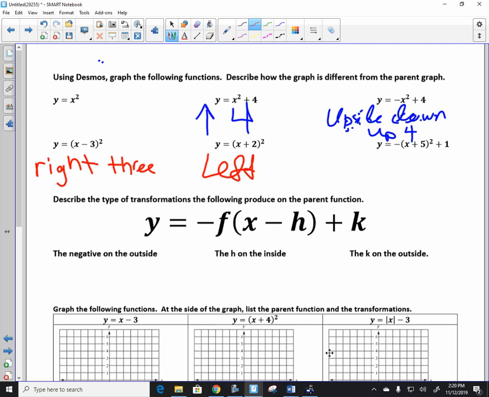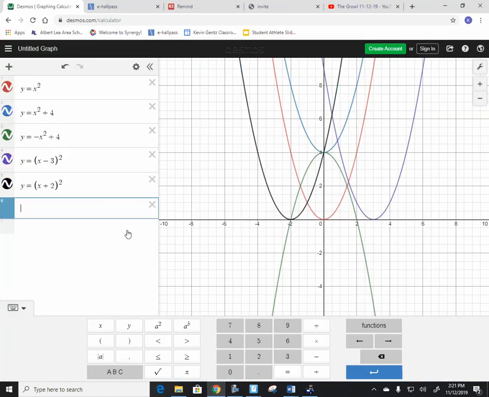And the last one, I have 3 transformations. I got the negative, I got the x plus 5 squared, I got the plus 1. It's time for you to put it all together, knowing what we've learned now. What's going to happen with that shape? Good. Upside down, left 5, and up 1. Let's see if that happens.